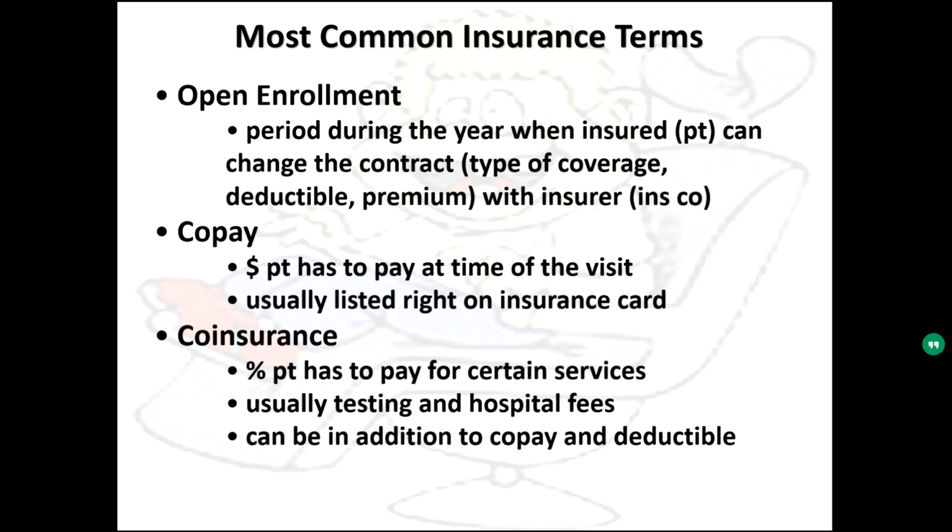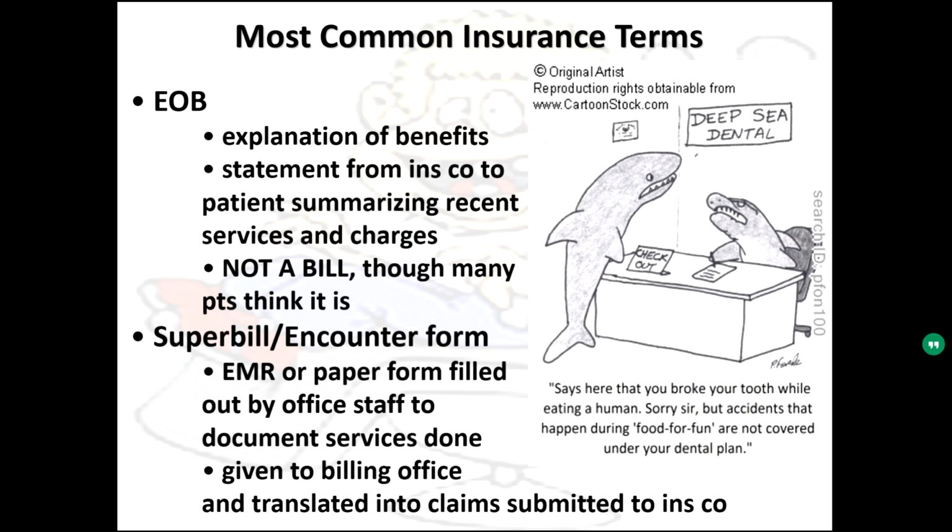So a coinsurance is a percentage of the price of whatever the test cost. And the coinsurance percentage is set in the information pamphlet that you as a patient get when you get the insurance.